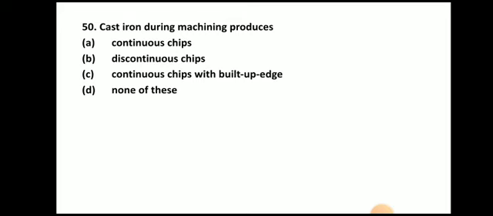Next question, and this is the last question. Cast iron during machining produces, the answer is discontinuous chips. As cast iron is a brittle material, it produces discontinuous chips while machining. So these are very important 50 questions based on single point cutting tool.